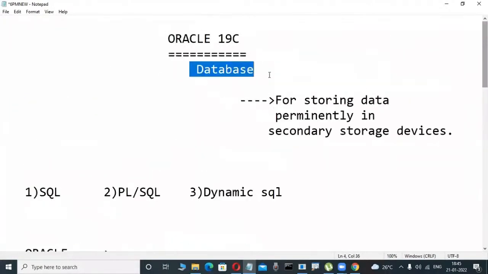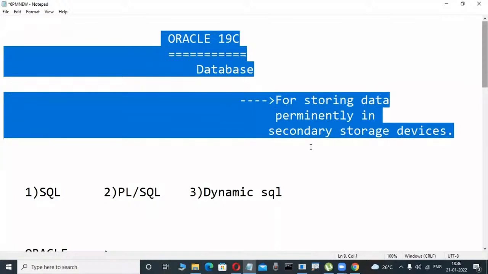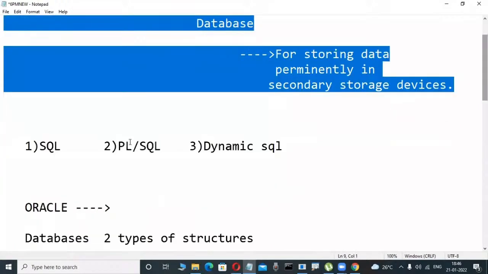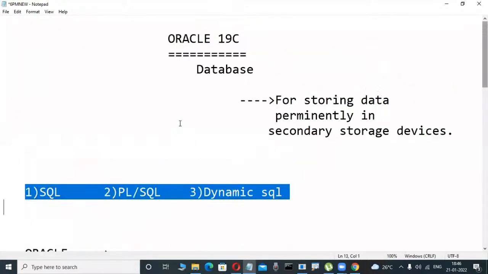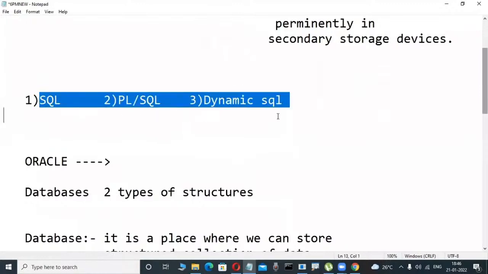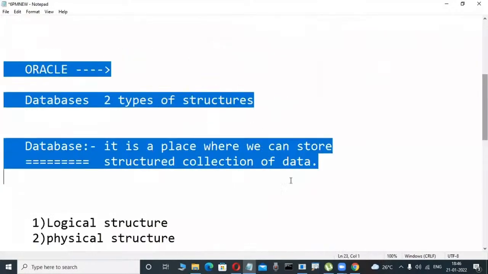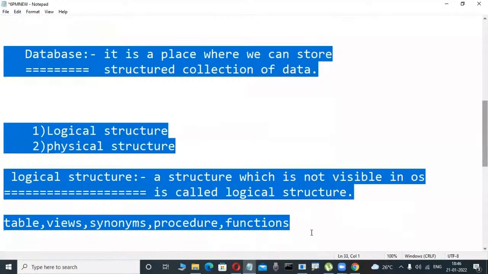What is the purpose of databases? Not only storing data permanently, but also retrieving and fetching data efficiently from some place. If you want to operate this Oracle software, we use SQL, PLSQL, and dynamic SQL languages. Anywhere we learn an Oracle course, these three things are taught. That is a very small thing I'm telling.